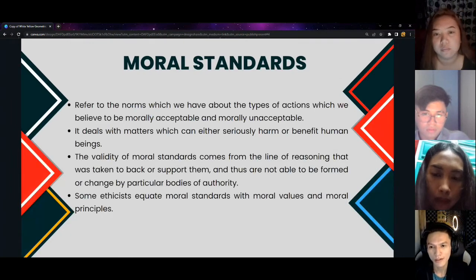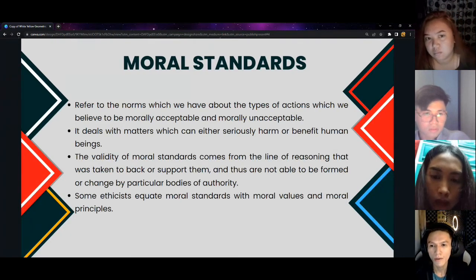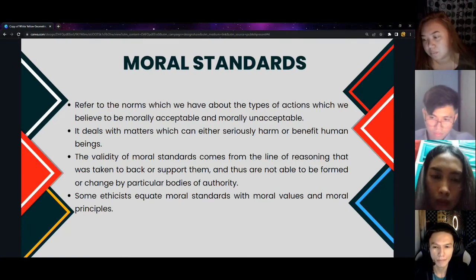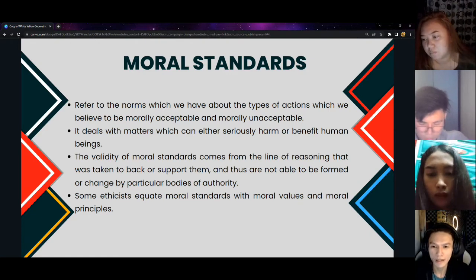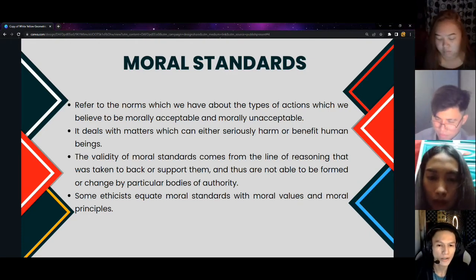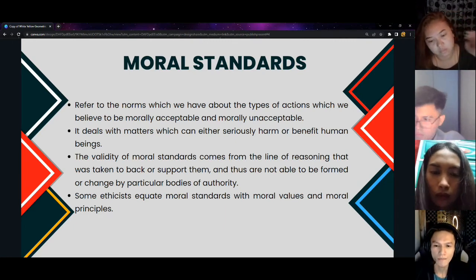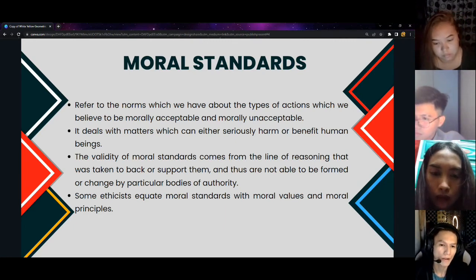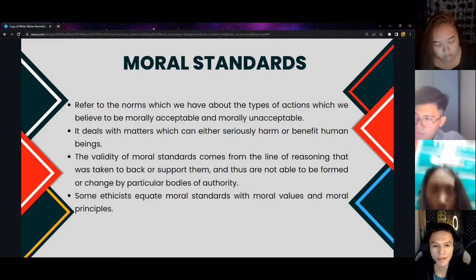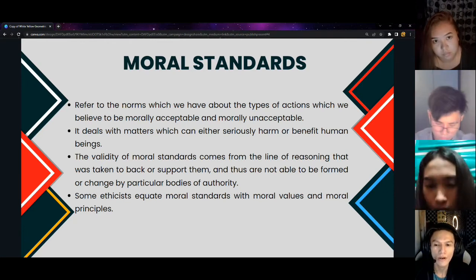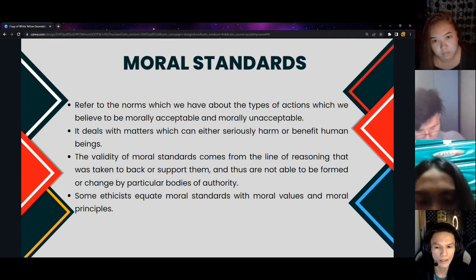So, moral standards. Moral standards refers to the norms which we have about the types of actions which we believe to be morally acceptable and morally unacceptable. Specifically, it deals with matters which can either seriously harm or benefit human beings. The validity of moral standards comes from the line of reasoning that was taken to back or support them, and those are not able to be formed or changed by particular bodies of authority.